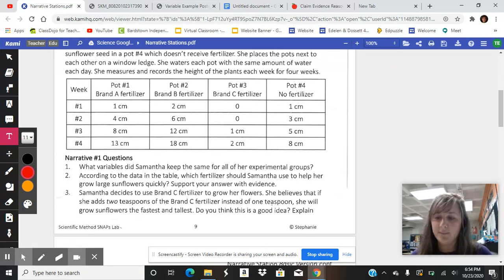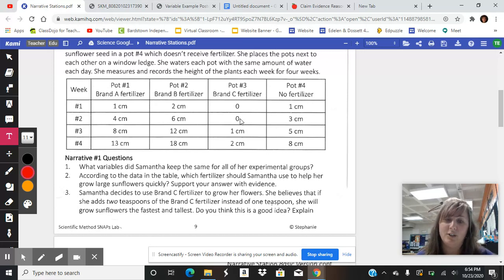All right, sorry guys, we had to pause for a minute. So we're working on number 3. Samantha decides to use brand C fertilizer to grow her flowers. She believes that if she adds 2 teaspoons of the brand C fertilizer instead of 1 teaspoon, she will grow sunflowers the fastest and tallest. Do you think this is a good idea? And we're going to explain.